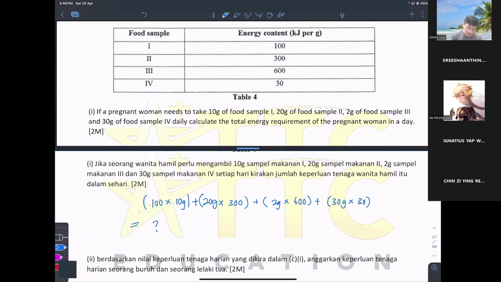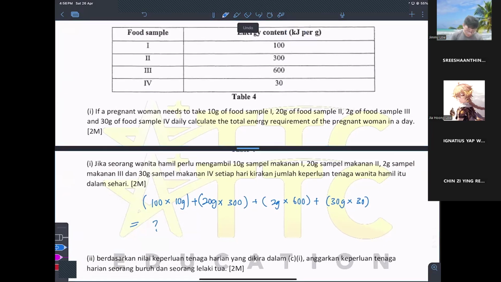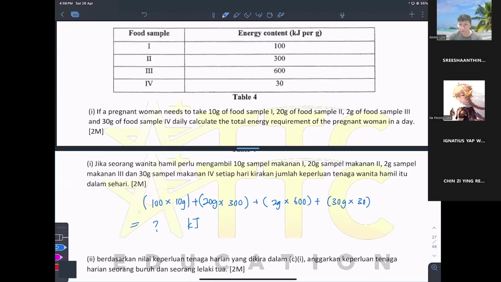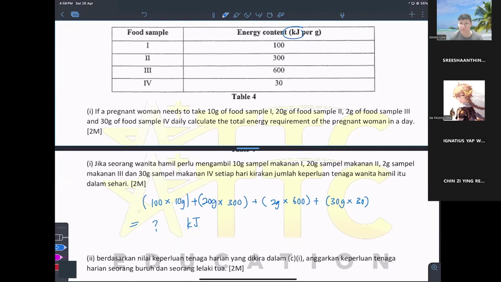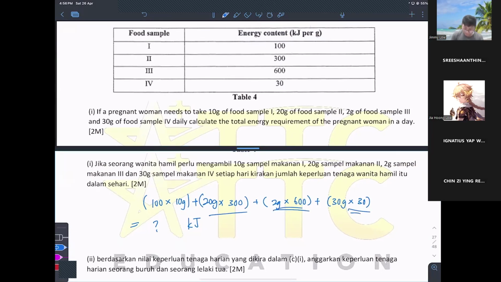But make sure the answer, the question has already given kilojoule per gram. So in the end, your answer has to be in kilojoule. The SI unit here, we always refer to the SI unit the question gives. You just sum up all of them, then you score the mark already. So very simple, 10 gram. Because the question says kilojoule per gram, you are taking 10 gram of food sample 1. So 10 gram times 100, you get your answer for food sample 1. You repeat the same thing for food sample 2, 3, 4, and sum up all of them together, you get your answer.